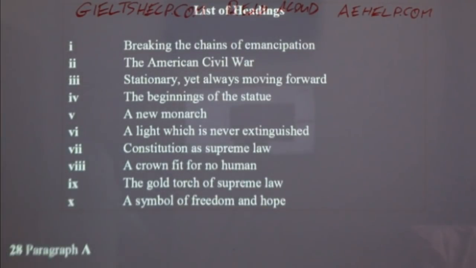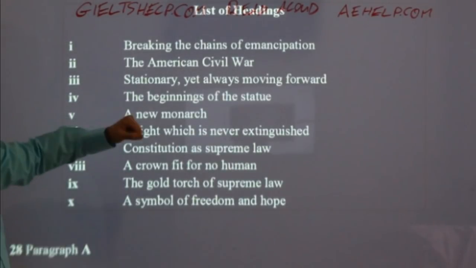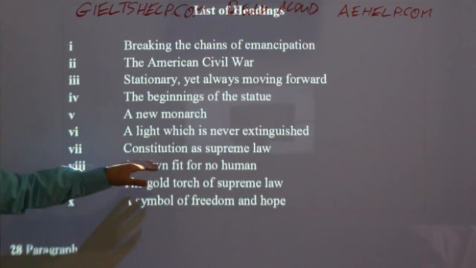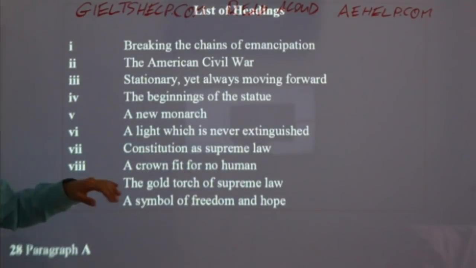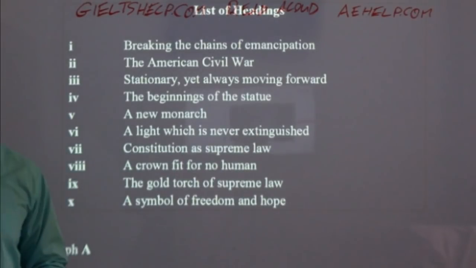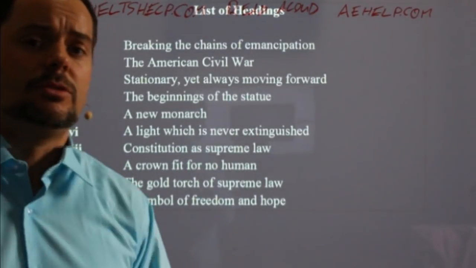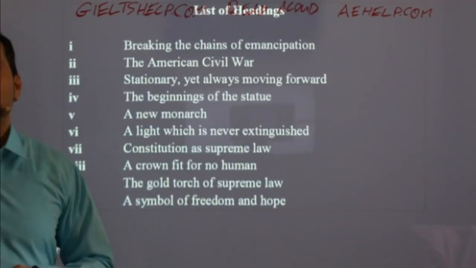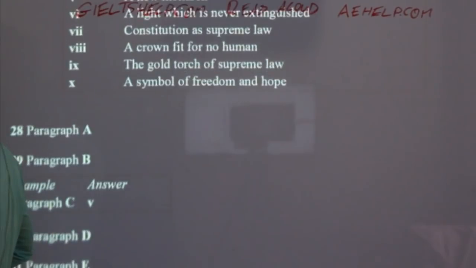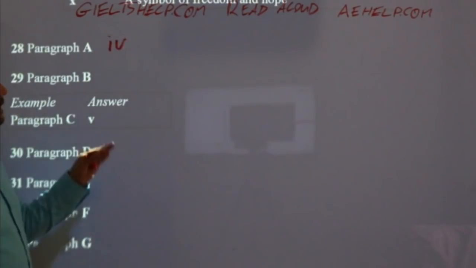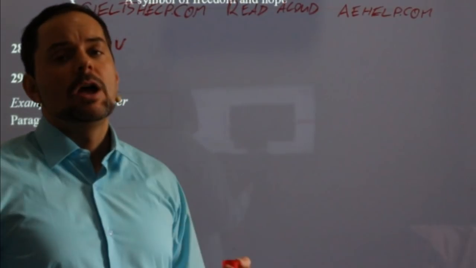Okay. So here we have our choices: breaking the chains of emancipation, the American Civil War, stationary yet always moving forward, the beginnings of the statue, a new monarch, a light which is never extinguished, Constitution as supreme law, a crown fit for no human, the gold torch, a symbol of freedom. What do you think, ladies and gents? Which one is the closest to the history, the origins of the statue? Yeah, number 4, the beginnings of the statue. Right. So we're confident it matches what we thought. It's very, very close. So we can bravely put the Roman numeral number 4 into our answer sheet.